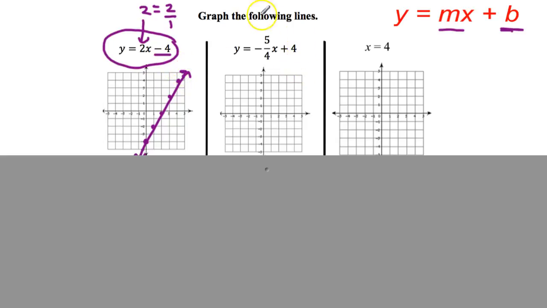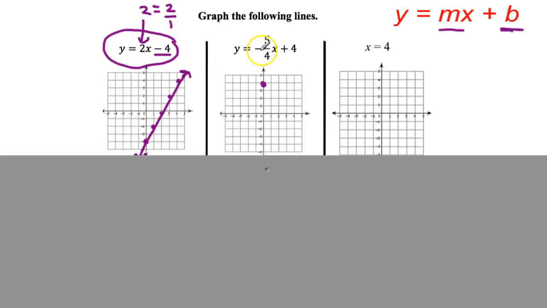All right, this one over here. This can mess people up a little bit, so we gotta pay close attention to this. So the y-intercept in this one is 4. It says plus 4, so that means I go to the y-axis, I find positive 4, and I put that right there.